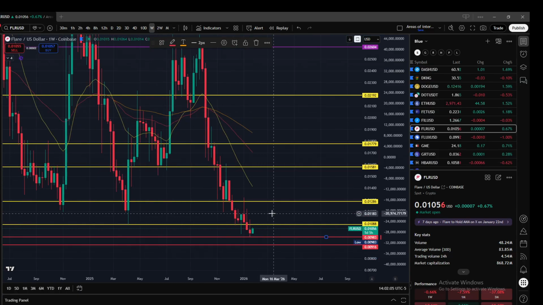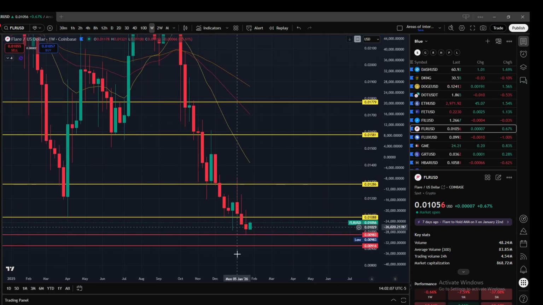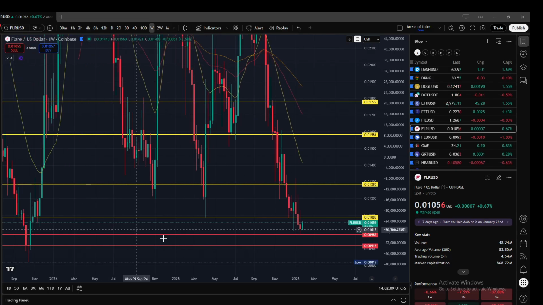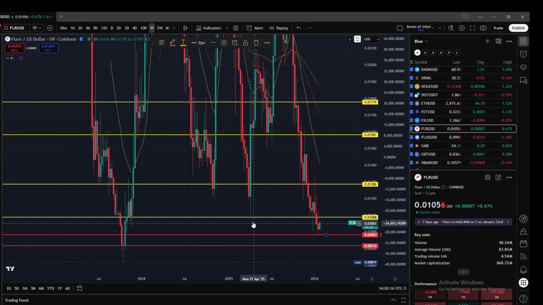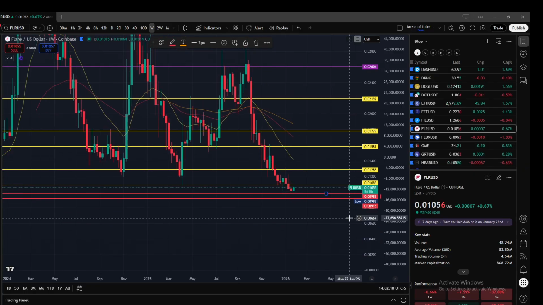There's no setup right now. As of yet, there's not. We could go on the daily and see whether or not this is set up. I do want to make sure these are visible. Perfect. Right, there's no visible 1-2 setup so far.